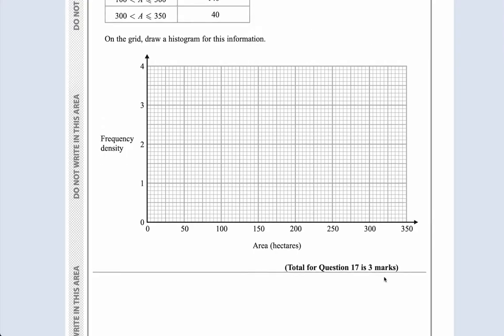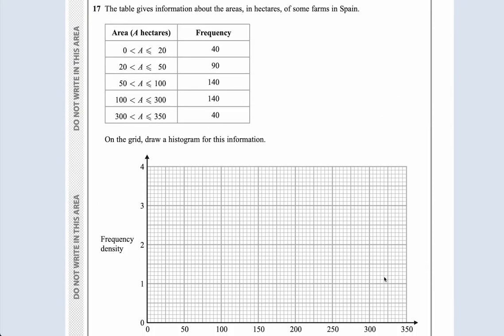Right, here we have a frequency table, and it wants us to draw a histogram. These can be a little bit tricky, guys. So we're going to draw the histogram. What's important to note is that the area of the bar is the frequency, not the y-axis.